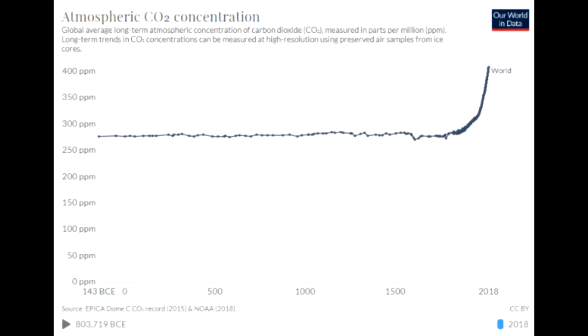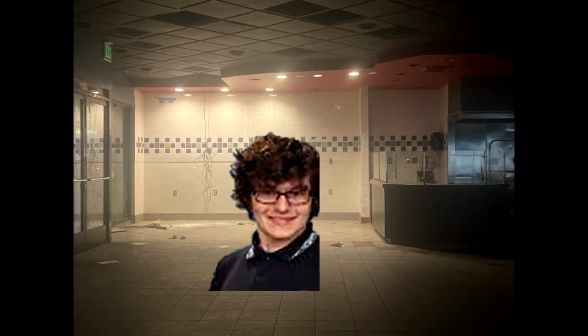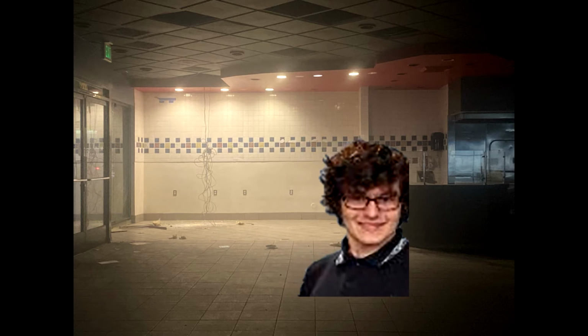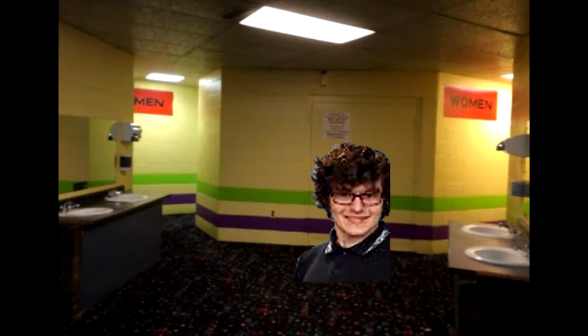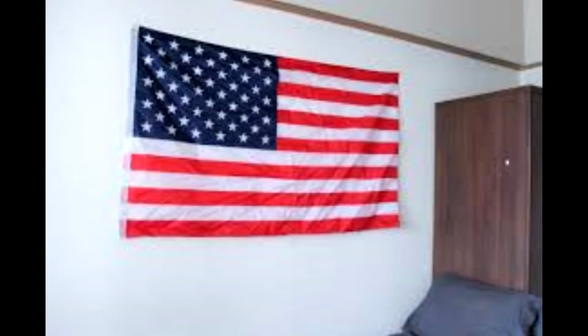This graph shows that the amount of CO2 in the air drastically increased after the Industrial Revolution. This is undeniable causation that humans are the cause for this rapid increase in CO2. And this graph shows which countries emit the most CO2. But do keep in mind that this isn't per person. China actually has a relatively low carbon footprint per person. The highest carbon footprint per person, well, that award goes to the United States of America.